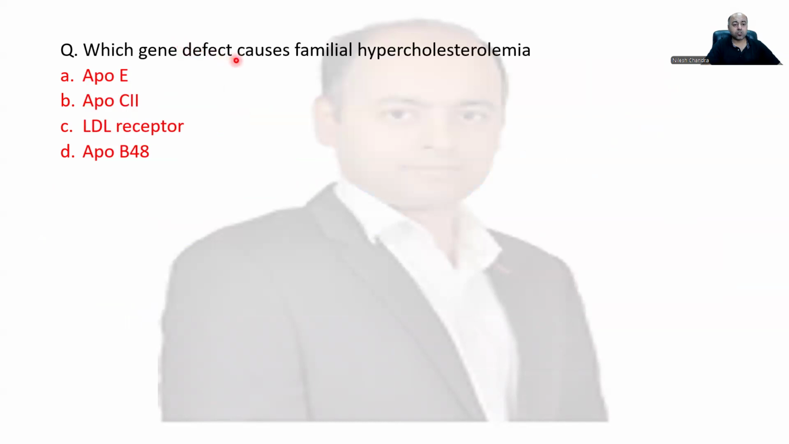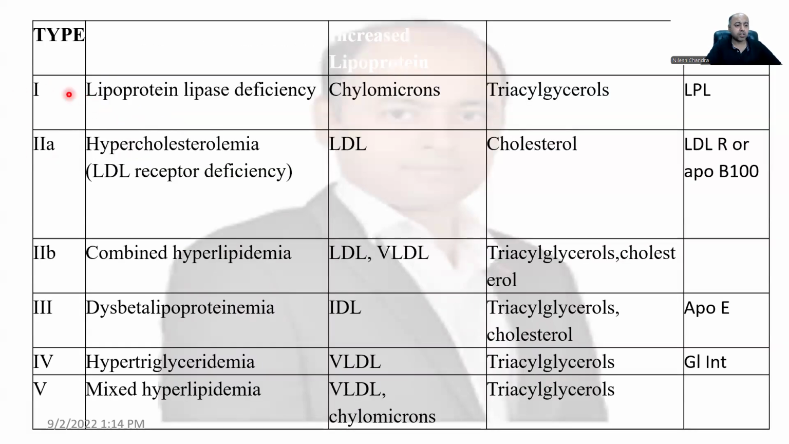Which gene defect causes the familial hypercholesterolemia? So, hypercholesterolemia is due to the LDL receptor defect. LDL receptor defect is responsible for the familial hypercholesterolemia. We'll later on talk about the hypercholesterolemias, where type 1 and type 2A are the most important, most frequently asked in the exam. So we'll focus on these two primarily when we're discussing the hyperlipoproteinemias.